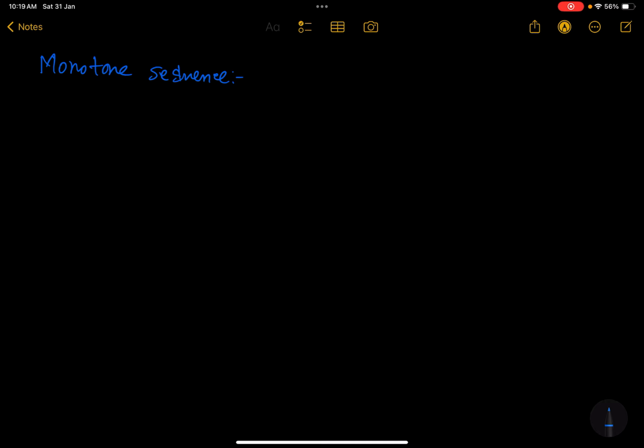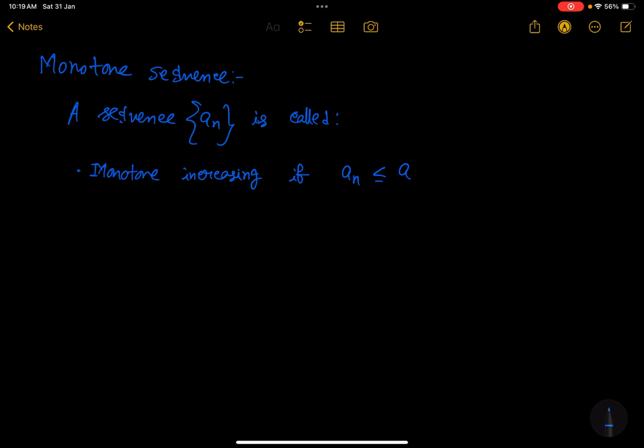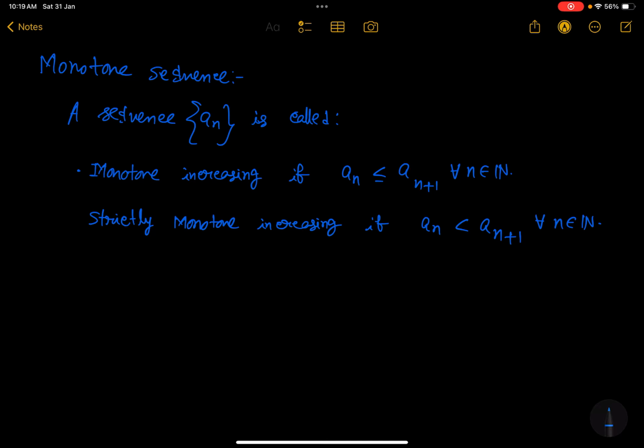A sequence a_n is called monotone increasing if a_n is less than or equal to a_{n+1} for all n. It is strictly monotone increasing if a_n is strictly less than a_{n+1} for every n belonging to N.